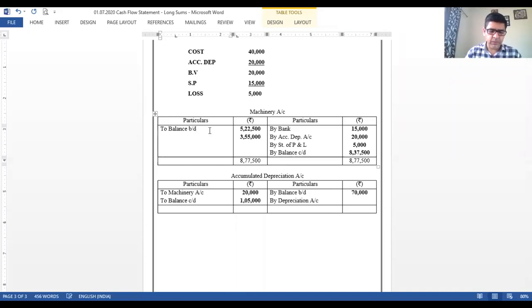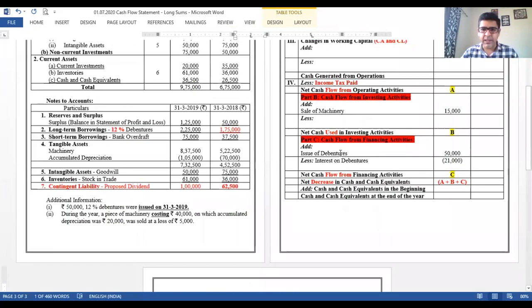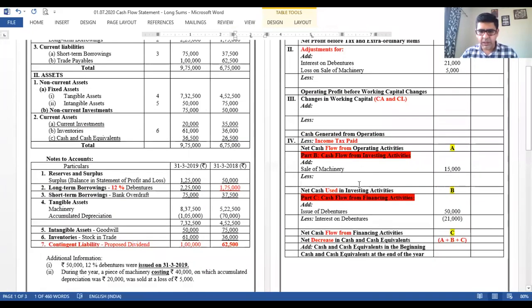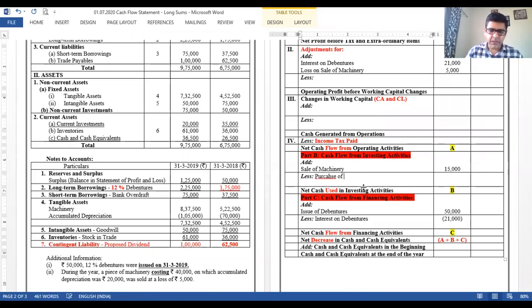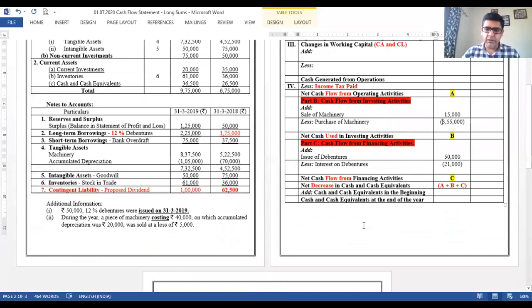So I'll put over here to bank account, and I have told you we better write the purchase over there. Now this purchase of machinery asset has to go to investing activity by way of deduction, right? Purchase of machinery, amount was 3,55,000. This has to be deducted. Okay, so we are done with machine account.